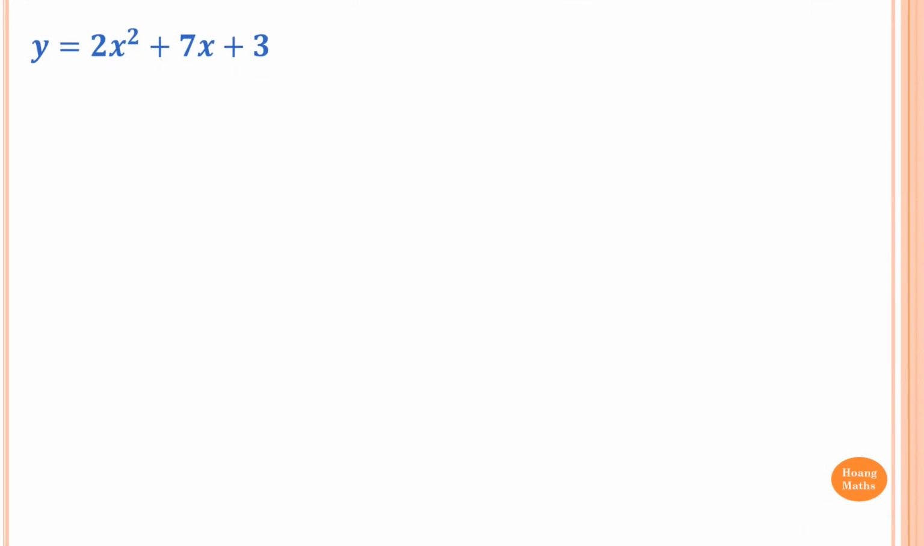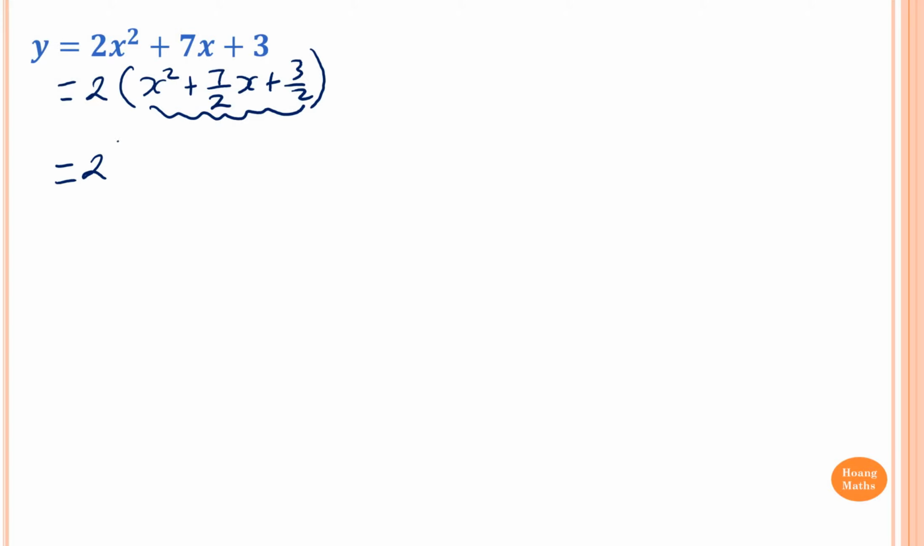Please stop the video and try this one yourself. So first of all, I take the 2 out first, which is 2(x² + 7/2 x + 3/2). Then I can put this in a perfect square form now. So these two I write it down. So you half of the coefficient of x. So half of 7/2 is 7/4. So (x + 7/4) all squared.